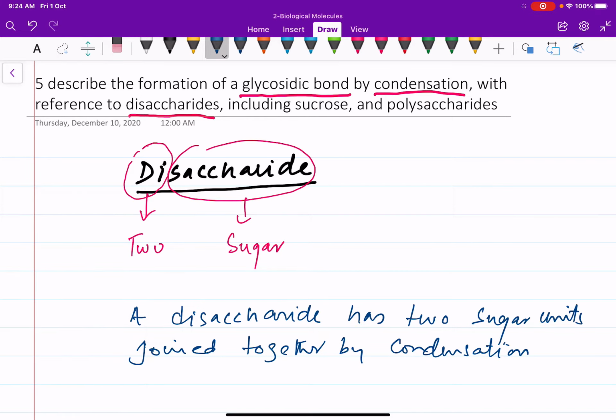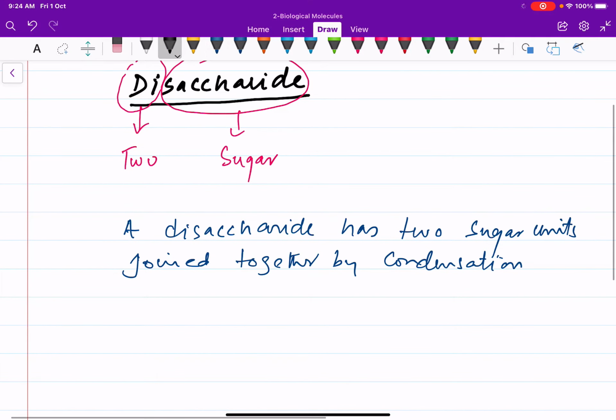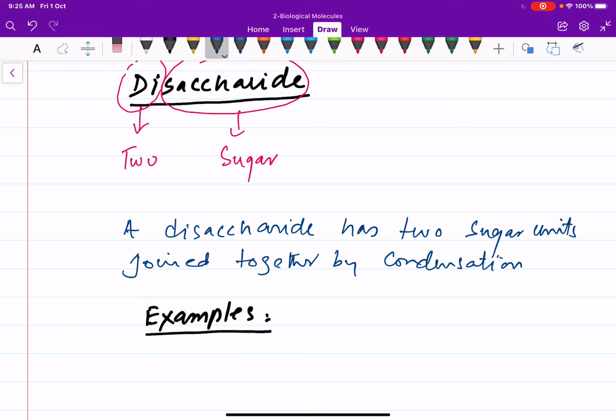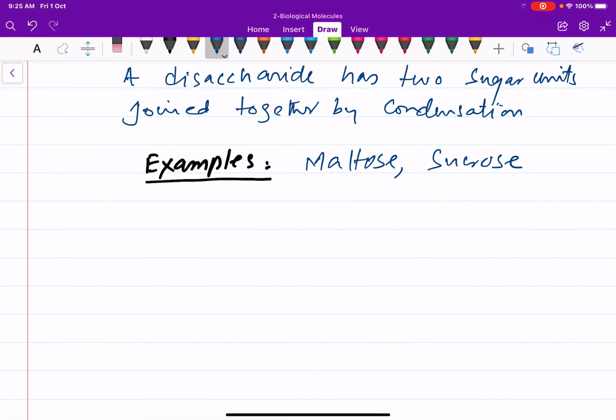Okay? Examples of the disaccharides include maltose and sucrose. There are many other examples of disaccharides, but these are the two that we have in our syllabus. So let's see condensation now.